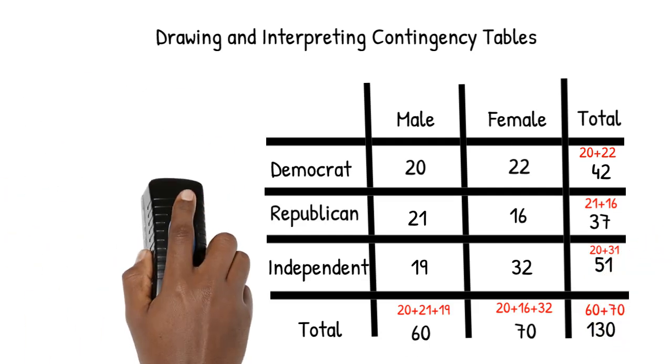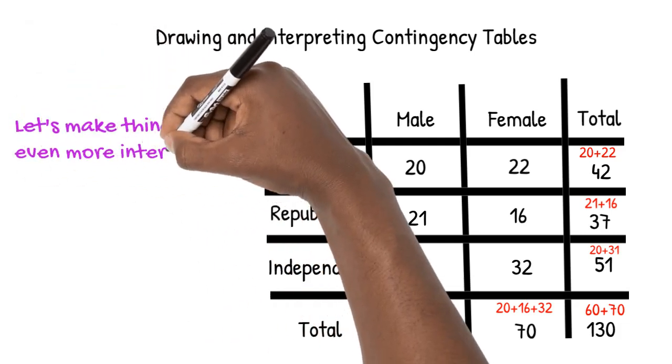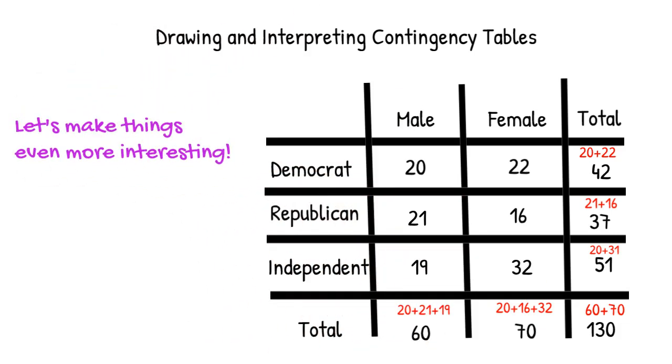Let's make things even more interesting by looking at something called marginal distribution. We can learn more about each category by focusing on our margin, where totals are located, and figuring out the percent of each value in the margin of the whole.